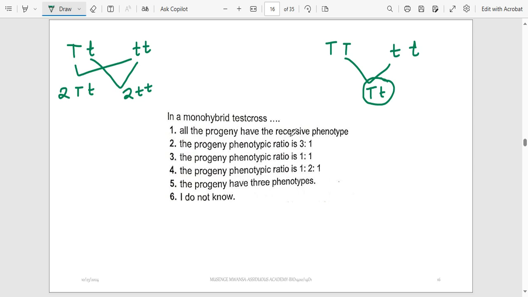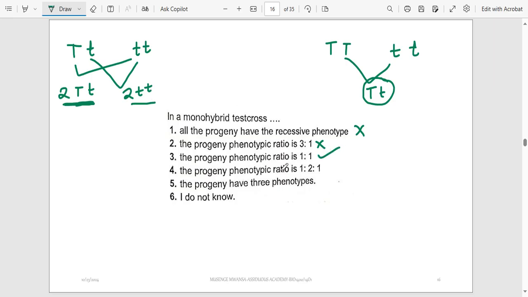So all the progeny have the recessive phenotype. This is false because not all of them have got recessive. The progeny phenotype is 3 to 1. This is also not true. There's no 3 to 1 here. Progeny phenotype is 1 to 1. You can see for this one, you have got half tall and half short. That is a 1 to 1.